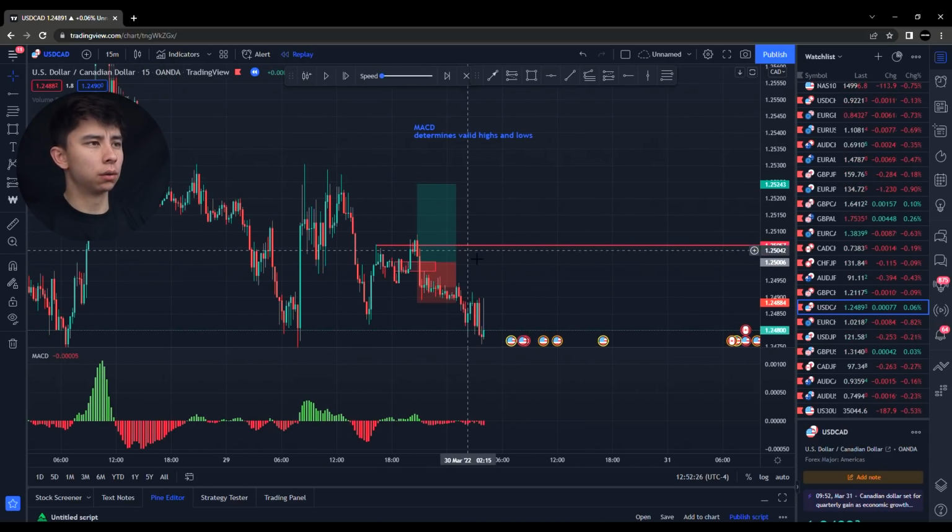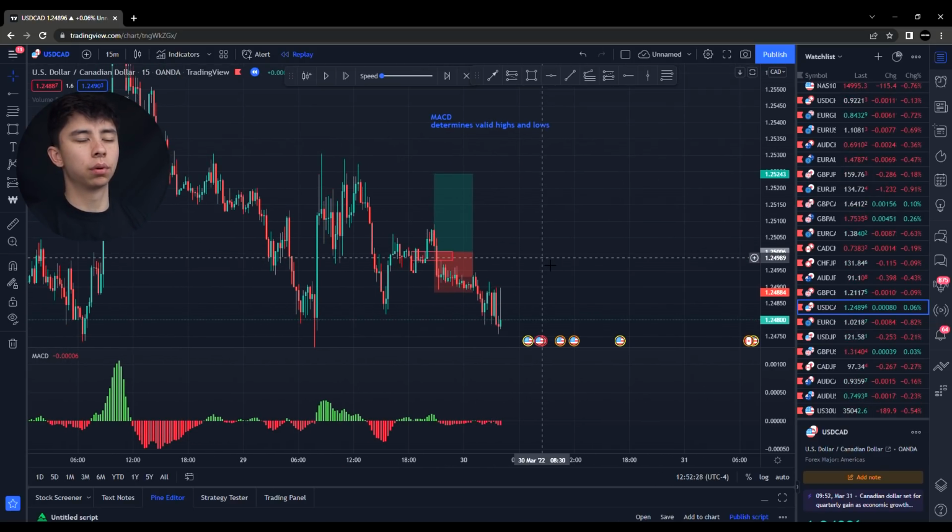Okay, so now how to actually use a proper valid high or low to trade a reversal.